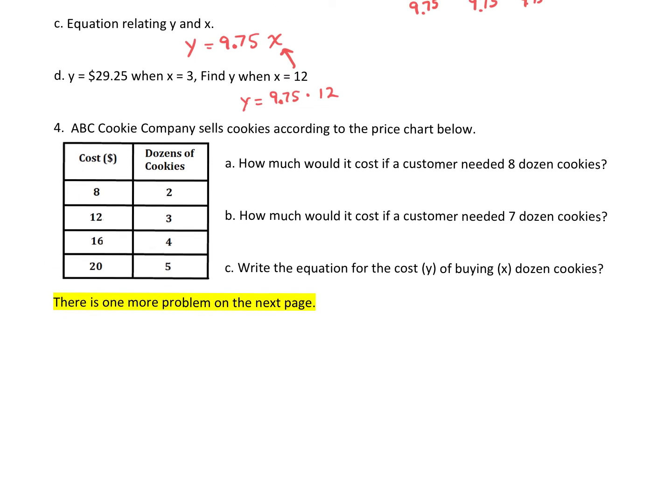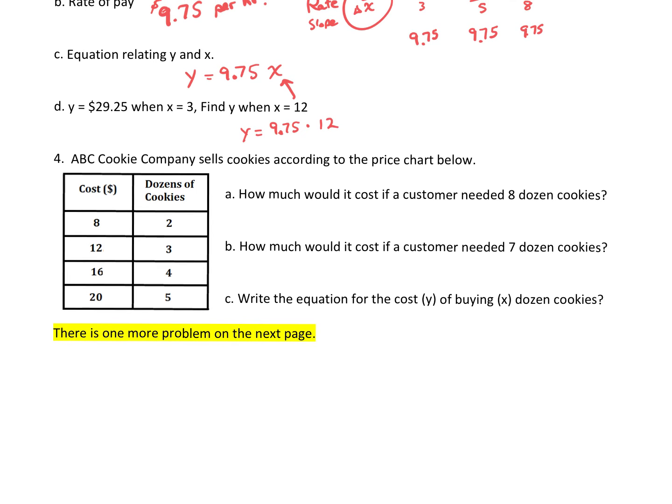Question 4. Now we have a table here. The ABC Cookie Company sells cookies according to the price chart below. How much would it cost if a customer needed 8 dozen cookies? Wait a minute. 8 dozen, that's not in my table. I have 2 dozen, 3 dozen, 4 dozen.